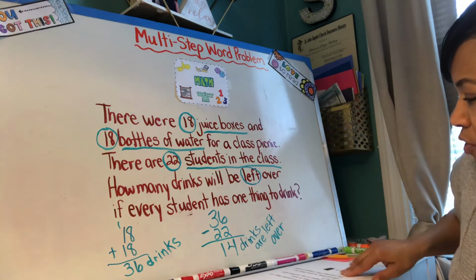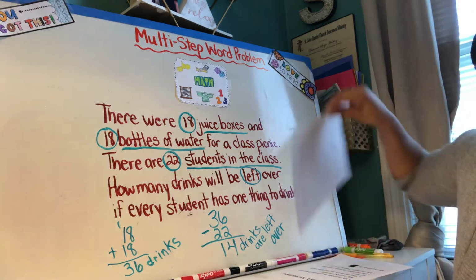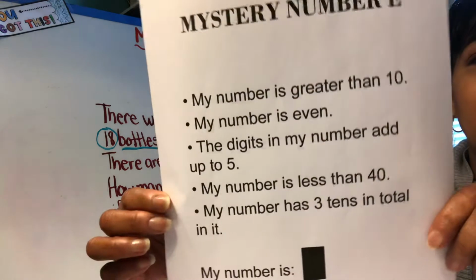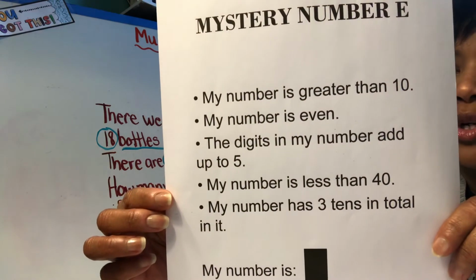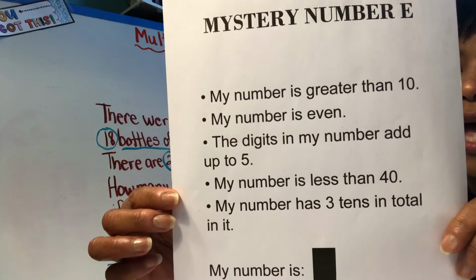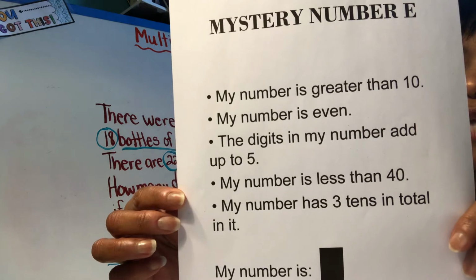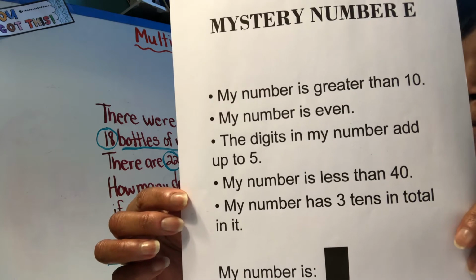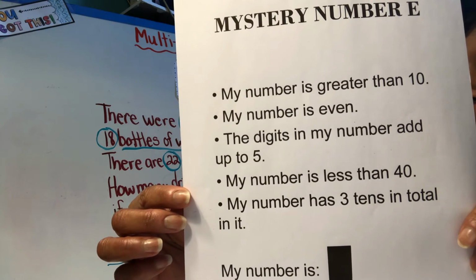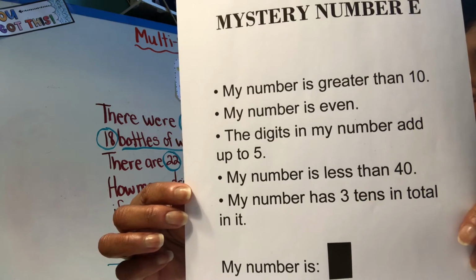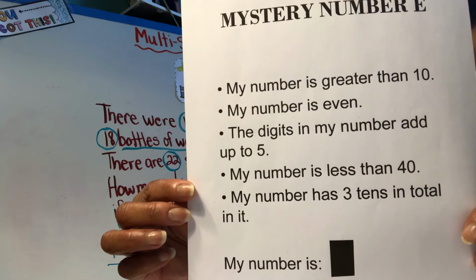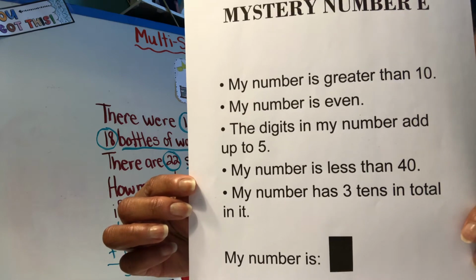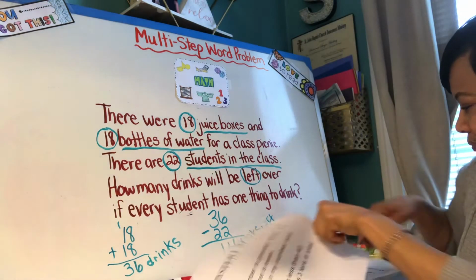All right, so let's go over yesterday's mystery number. Again, it said my number is greater than 10. My number is even. The digits in my number add up to 5. My number is less than 40. And my number has 3 tens in total in it. What is my mystery number?